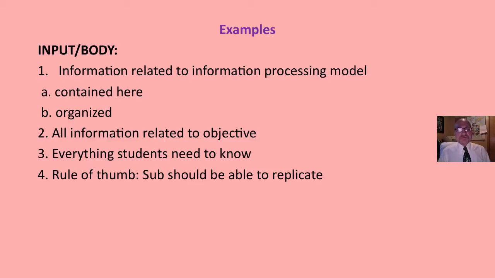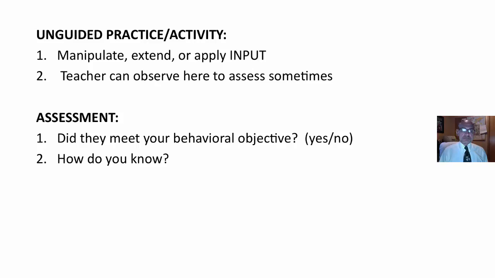For example, information related to the information processing model would be contained here. It would be organized. All the information related to the objective would be here. Everything that students need to know. And I'm not going to give you all the information because this would be a much larger lesson. But the rule of thumb is that a sub should be able to pick up your lesson and make it work and replicate it. So it has to have that level of clarity and detail.